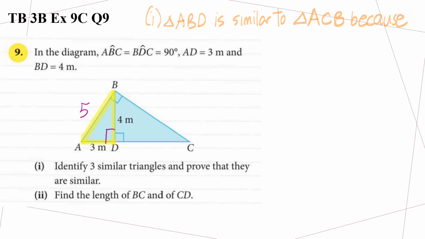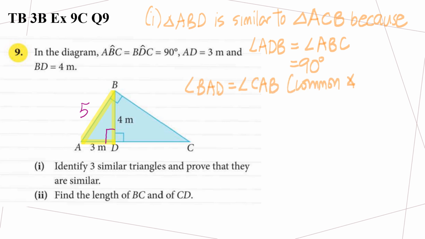Alright, so ABD is similar to ACB. So what are the reasons? Angle ADB and angle ABC equal 90 degrees, quite obviously you can see there. And then angle BAD and angle CAB are a common angle. And of course the third angle will be the same based on angle sum in the triangle. So therefore these two triangles are similar.